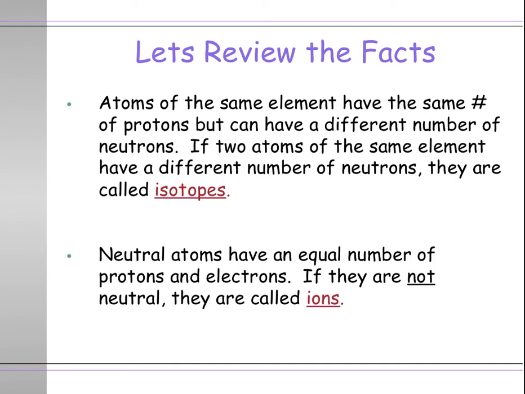A neutral atom has an equal number of protons and electrons. If they are not neutral, they are called ions. So ions are when you either have more electrons than you do protons, or you have fewer electrons than you do protons. And we will look at how that happens, or diagrams of those to help understand that a little bit better also in class.